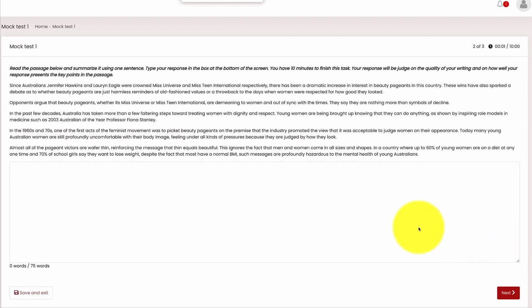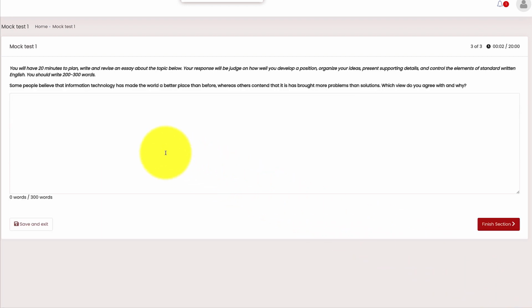So as I said, we get 2 or 3 questions of summarize written text. In this particular set, we have 2 questions. The next question type of writing is essay writing. So essay writing is just like essay writing in any other exams. You have 20 minutes to write one essay, which has to be between 200 to 300 words.